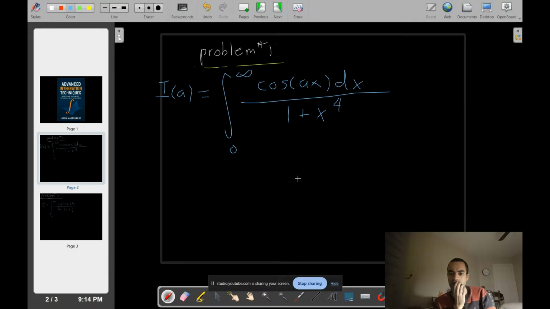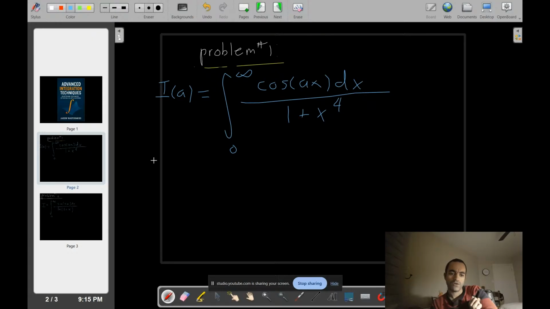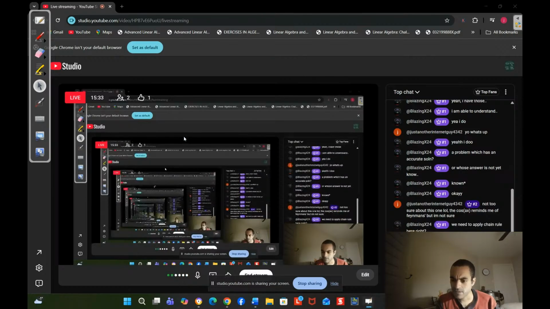Blazing, when you mean chain rule, can you be more specific with chain rule? What do you mean? You can type in the chat there. You need to apply chain rule. Not quite. I don't know what you mean by chain rule. Are you talking about the derivative with the chain rule? And with respect to what? Because that might be a bit problematic.